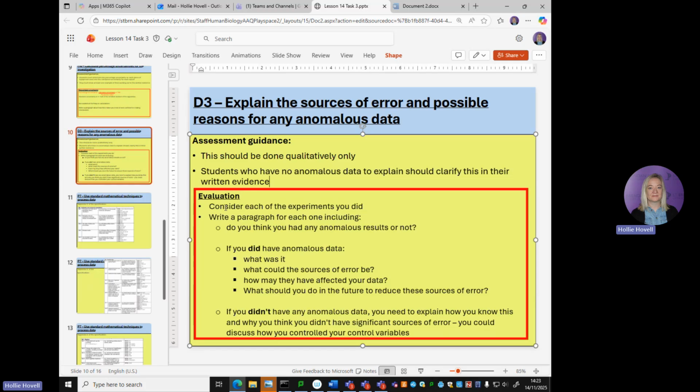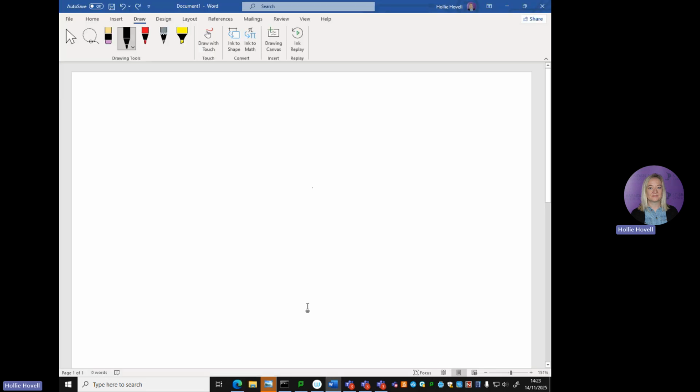First of all, we need to be looking at each experiment we did. So don't just think of one source of error of one experiment. We need to think of each experiment that we did. So before we start, let's have a think about what experiments we did do. Obviously you're only going to do this for the experiments that you did, which is different for each person.